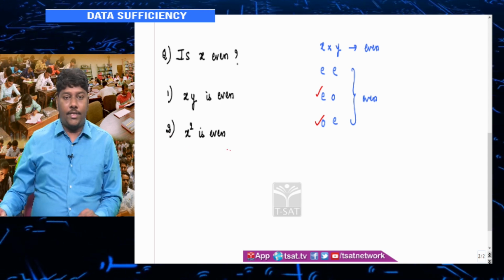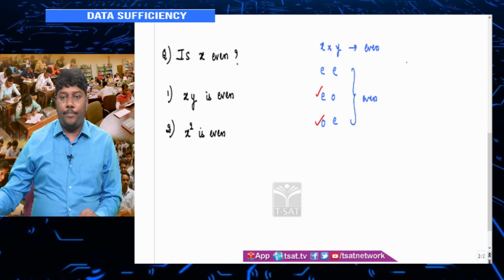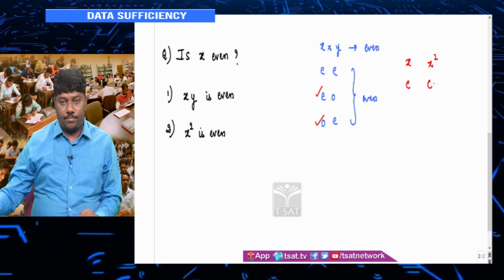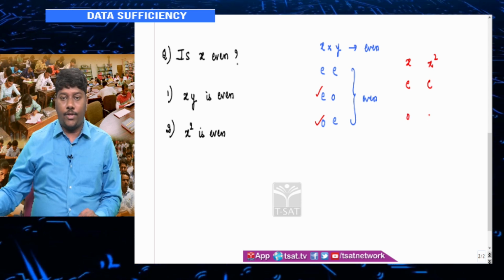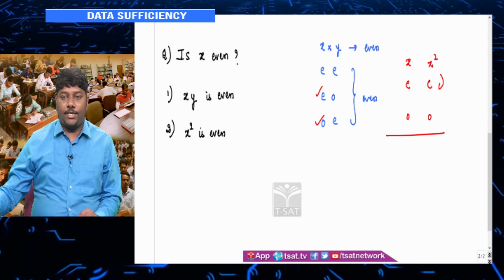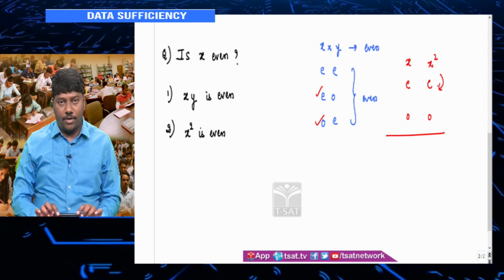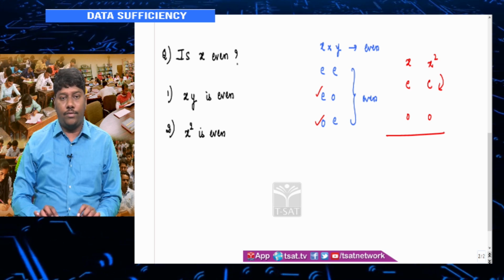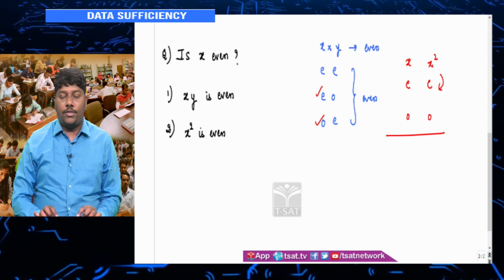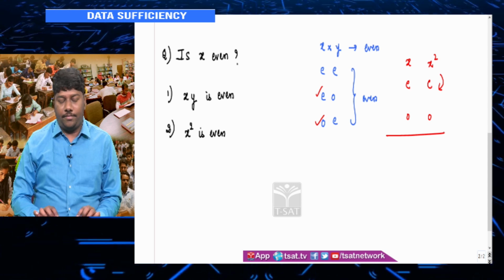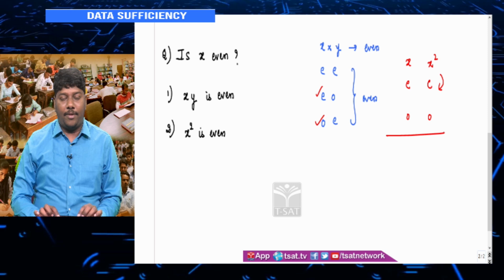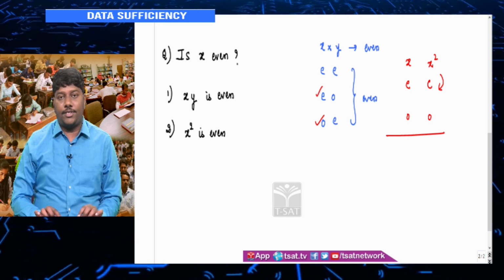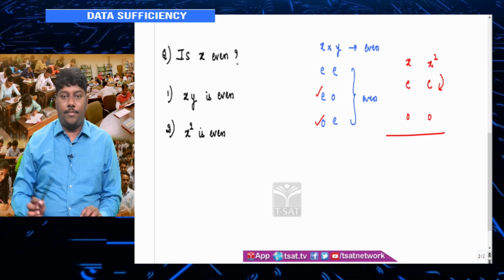When I say X square is even, obviously when X is even, X square is also even. When X is odd, X square is also odd. Therefore, he says X square is even means X must be an even number. So when X must be an even number, I am able to answer the question by using statement 2. So my answer is option B here. I hope you understood. I am able to answer by using only the data given in statement 2. So our answer is B.